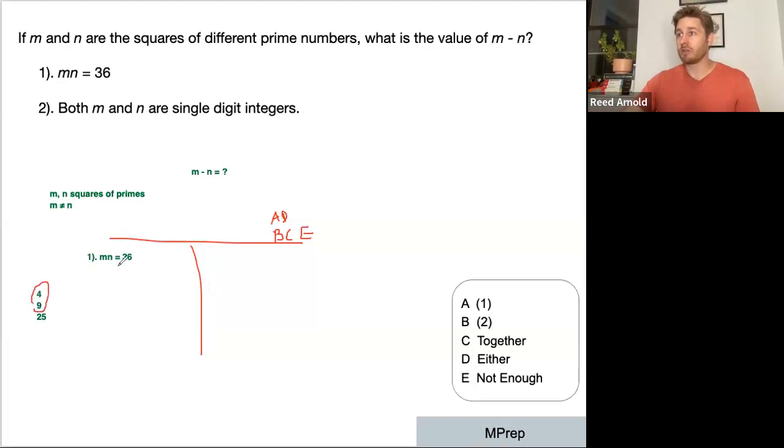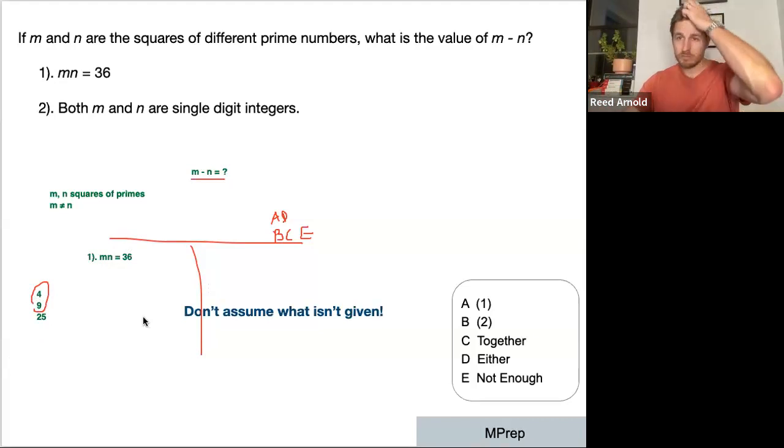9 times 4 is 36. So we have our numbers, 9 and 4. And so, okay, 9 minus 4 is 5. So why is that not sufficient? Well, if you think this is sufficient, you might be assuming something that isn't given. Niraj has hit the nail on the head there in the chat.